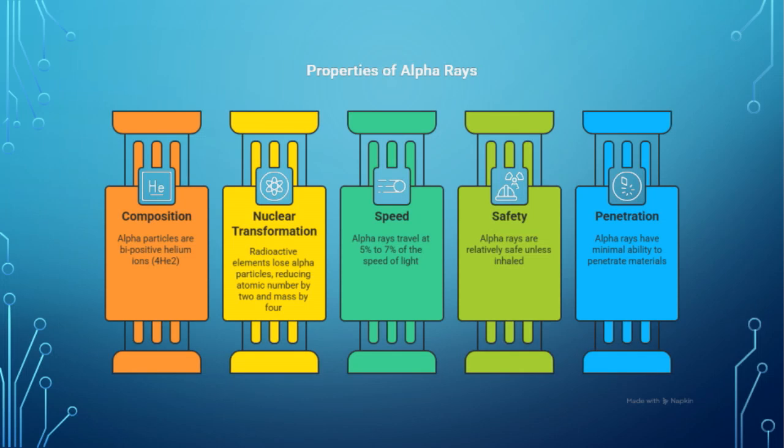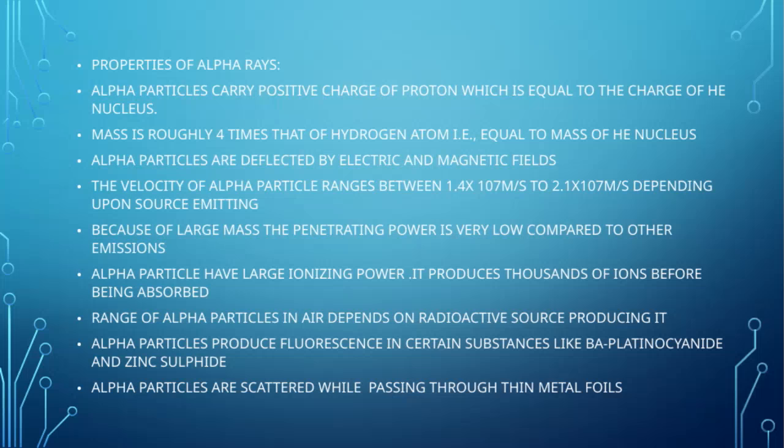That's why we're moving to the next slide. Let's take a closer look at the properties of alpha rays. Alpha particles carry a positive charge, which is essentially the same as that of a proton, and it's equal to the charge of a helium nucleus. Because of this, they are heavily charged, which influences how they interact with other materials.